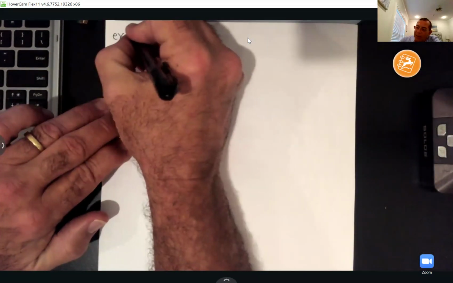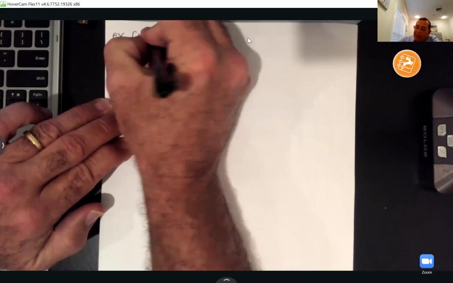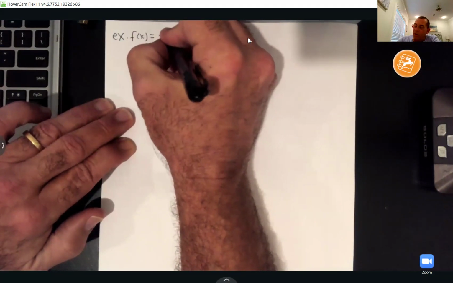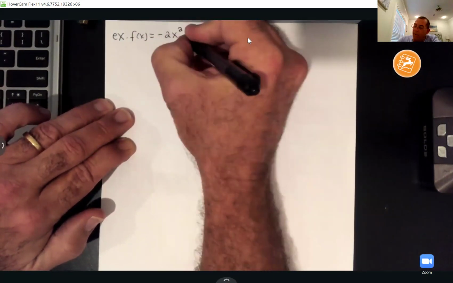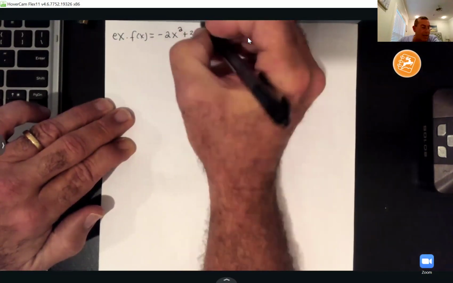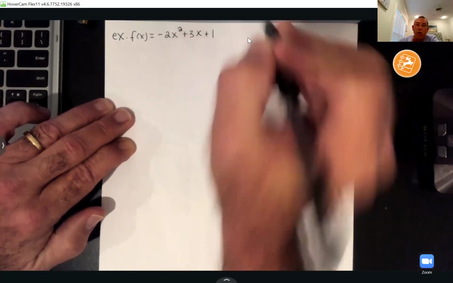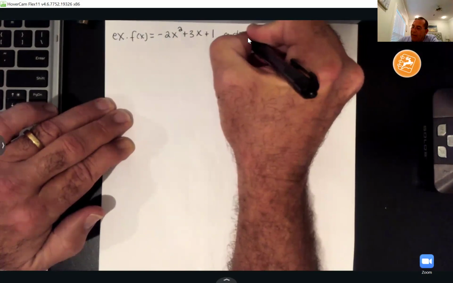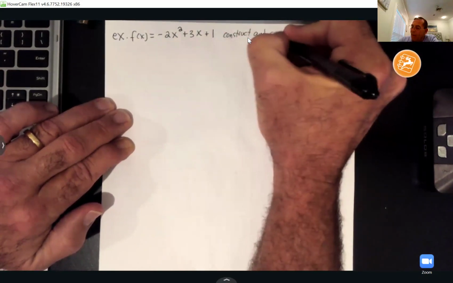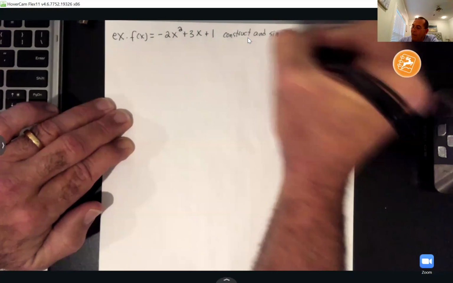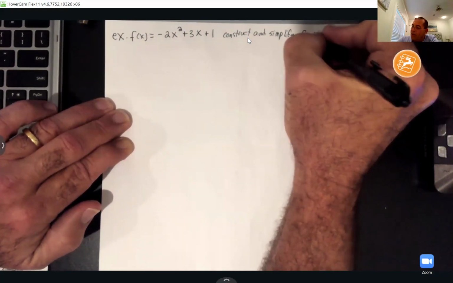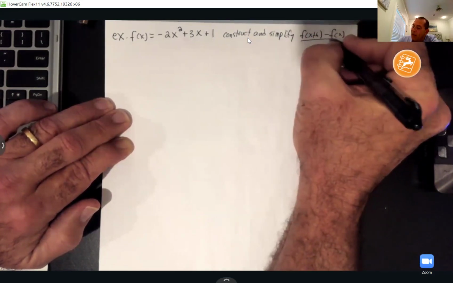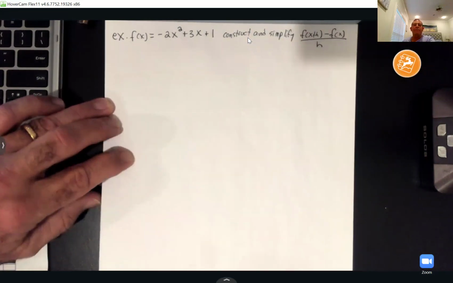All right, y'all, so this time we're giving us f of x equals negative 2x squared plus 3x plus 1. We're going to construct and simplify f of x plus h minus f of x, all of that, over h.